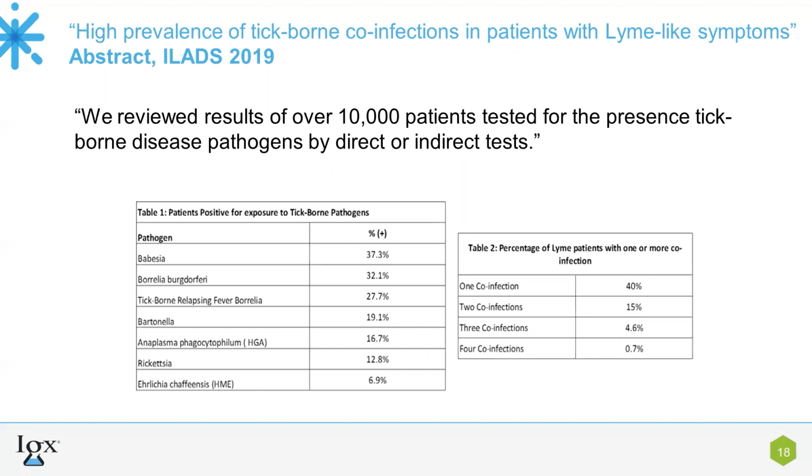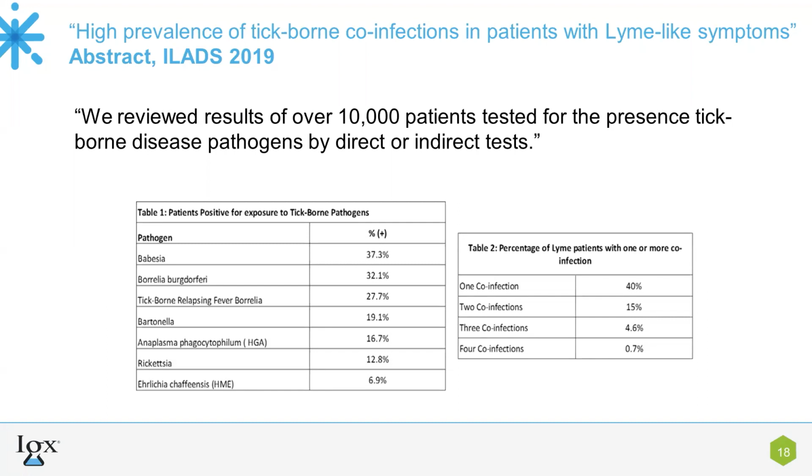Well, the reason for this slide, showing the high prevalence of the co-infections, is to make a point that, again, relapsing fever infections are not that rare. This is a review of 10,000 patients who were tested for tick-borne disease. If you go to the box on the left, percentage-wise, 37% showed Babesia positive in one of the tests. They did all different types of tests, serologies, PCR, and so forth. Burgdorferi, 32%. Tick-borne relapsing fever, not that much lower, 27.7%. So again, it's almost as prevalent as Lyme disease if you start to look for it.